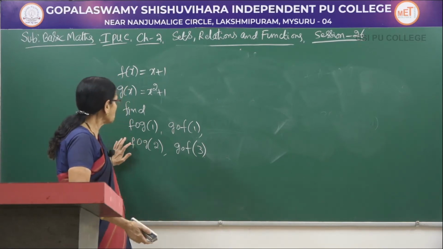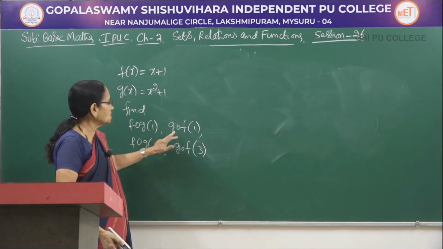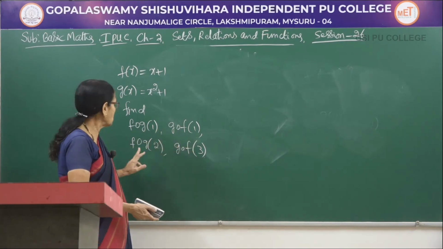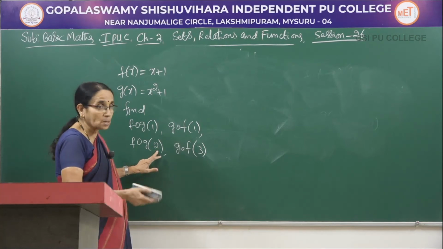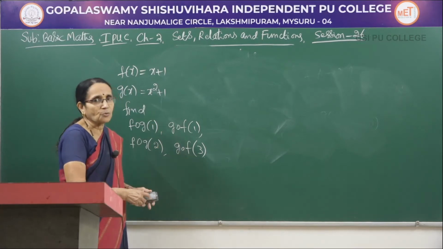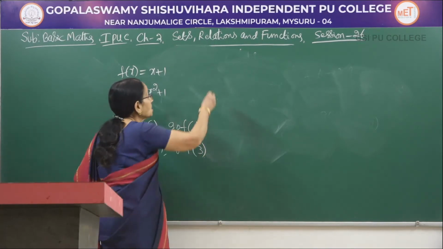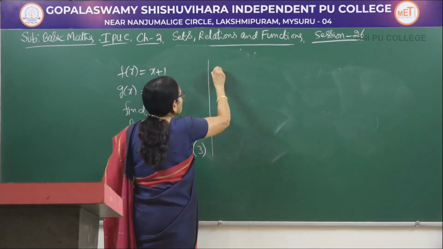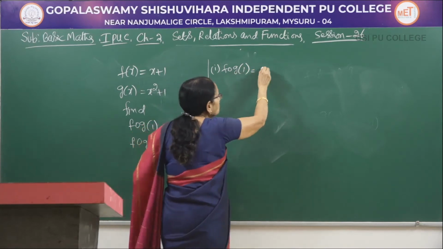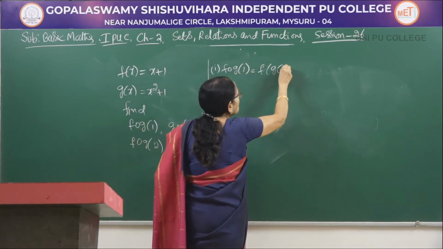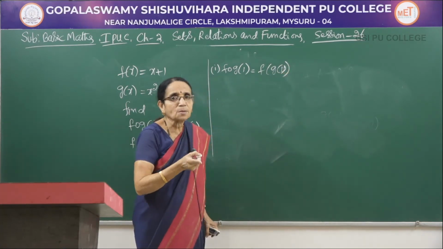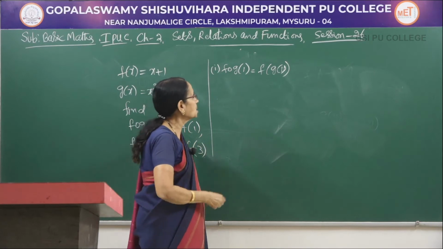See, observe here, I have given fog of 1, the number is same, but I am operating the functions in different order. Here fog of 2, another number, same function, the number is different. Carefully we will do the calculation one by one. First one, fog of 1. Just now we gave the definition, it can be written as f of g of 1.